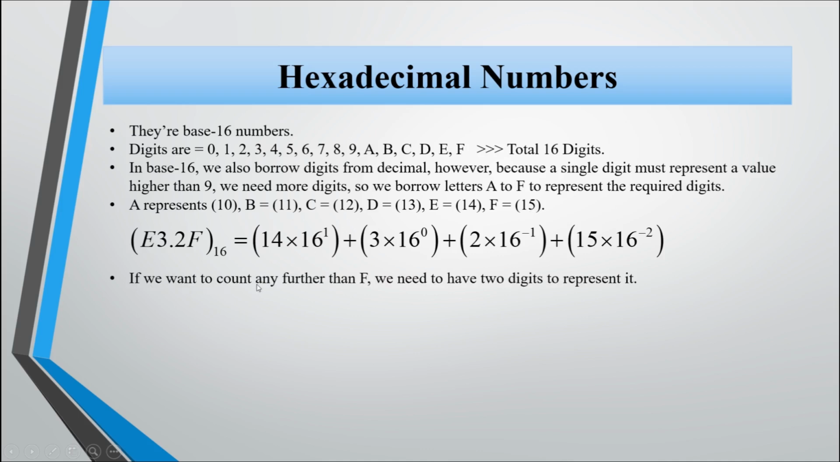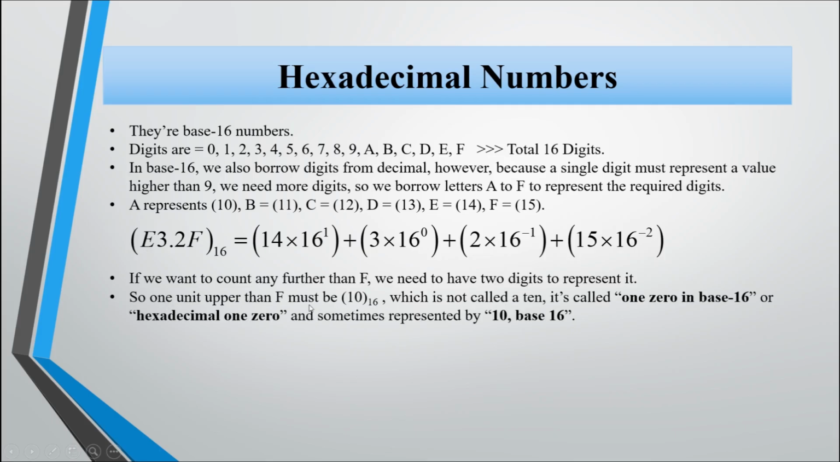If we want to count any further than F, we need to have 2 digits to represent it. Because we are in base 16, the highest digit we can reach is F. And if we want to go even 1 unit higher than F, we need 2 digits to represent it. So 1 unit upper than F must be 10 in base 16, which is not called ten. It's called 10 in base 16, or hexadecimal 10, and sometimes represented by 10 with subscript 16.